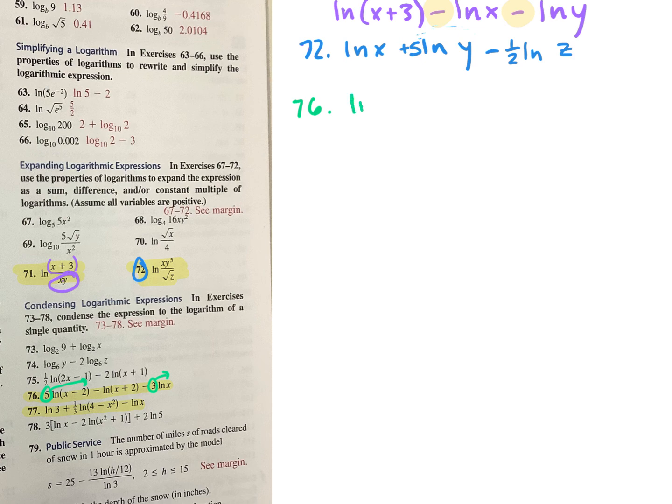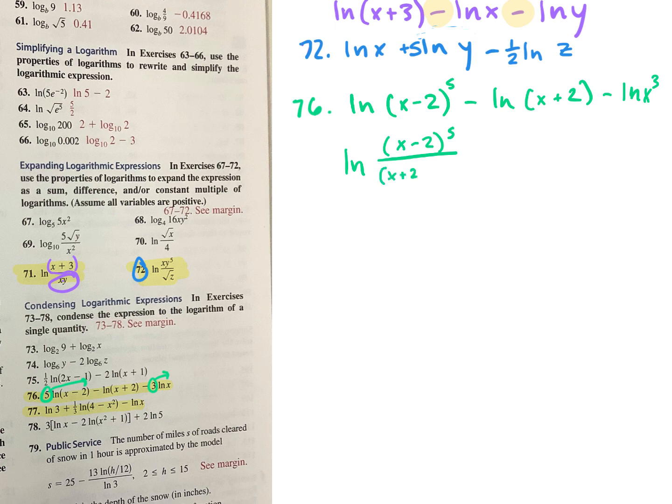So then I have ln of (x minus 2) to the 5th power minus ln of (x plus 2) minus ln of x cubed. Everything that I'm subtracting is going to go on the bottom, so this will be ln of (x minus 2) to the 5th power over (x plus 2) times x cubed. And it's the ln of all of that.